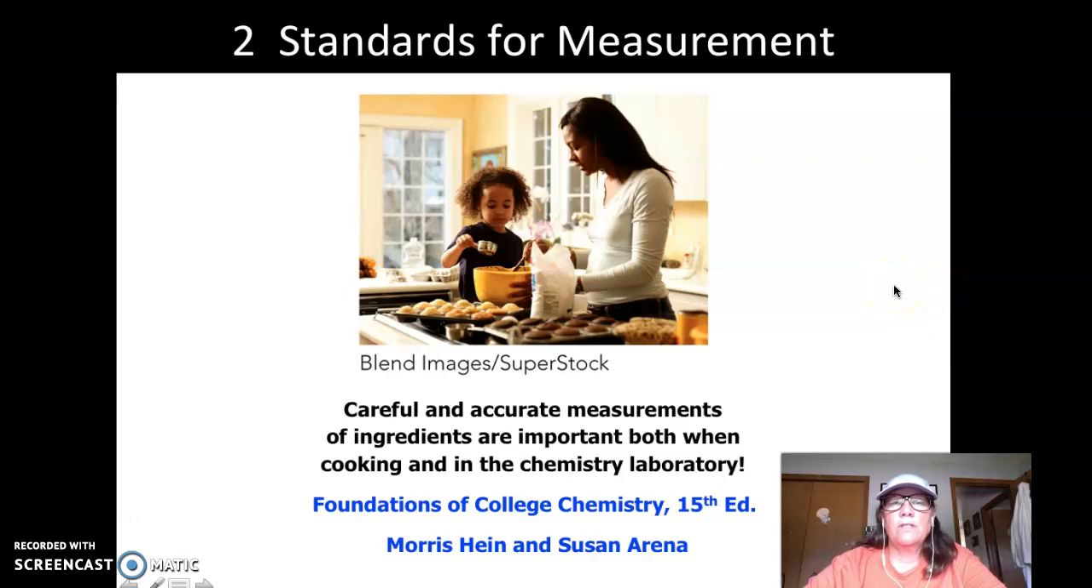Okay, so now we're going to start chapter 2 in chem, and that's on the standards of measurement. Because when you're doing chemistry experiments, you collect a lot of data, you do a lot of measurements, and so there are standards to make sure that your measurements are accurate and precise and things like that. So we're going to talk about all that in this chapter.